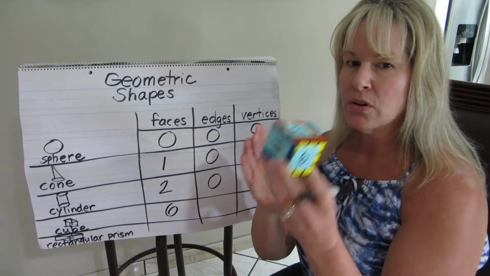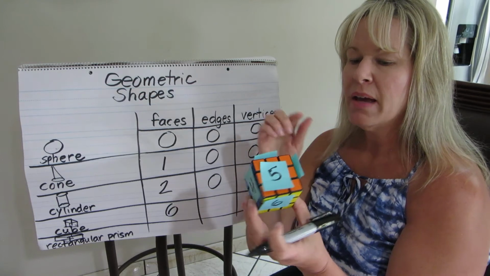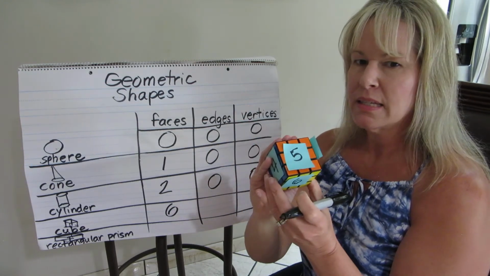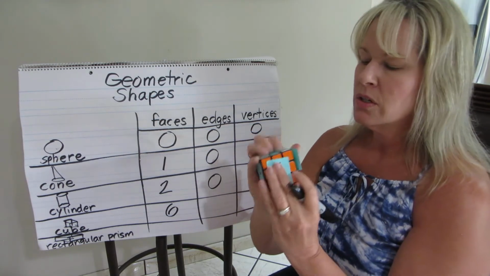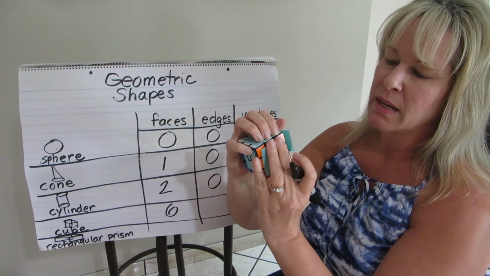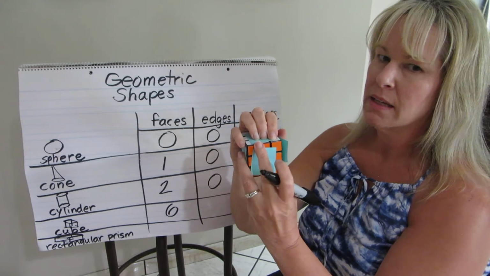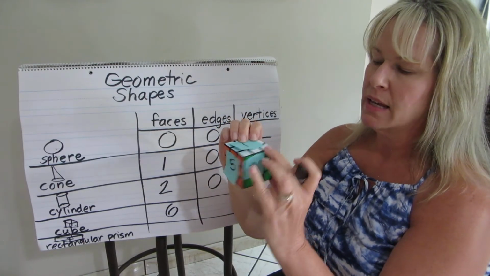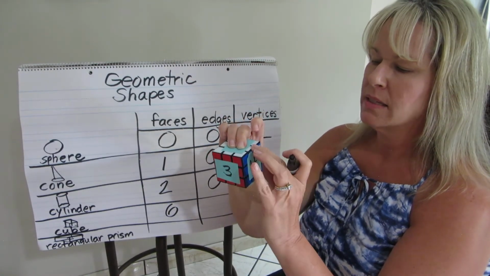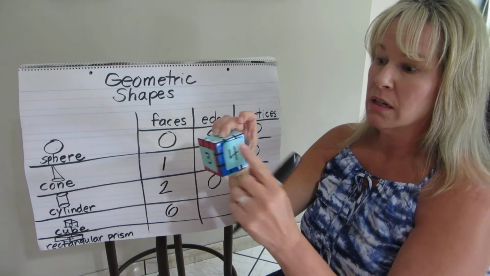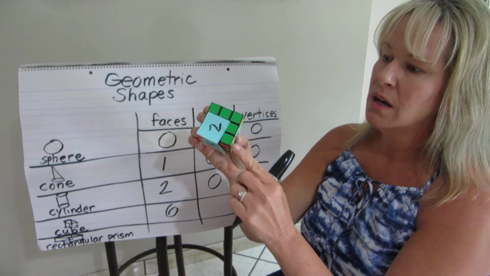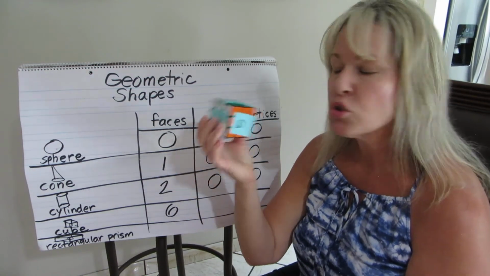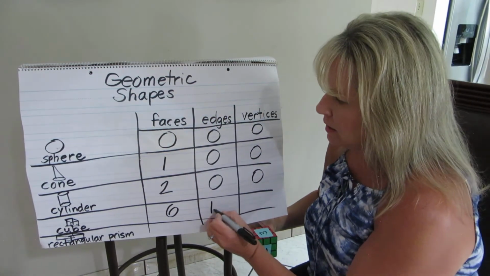Now, thinking about those faces, I'm thinking about where this face and this face meet. That's going to be an edge. So when face 1 and 5 meet, that's an edge. That's an edge. That's an edge. And I've got an edge here, and an edge here, and an edge here, and an edge here, edge here. Oh my goodness. There are 12 edges on a cube.